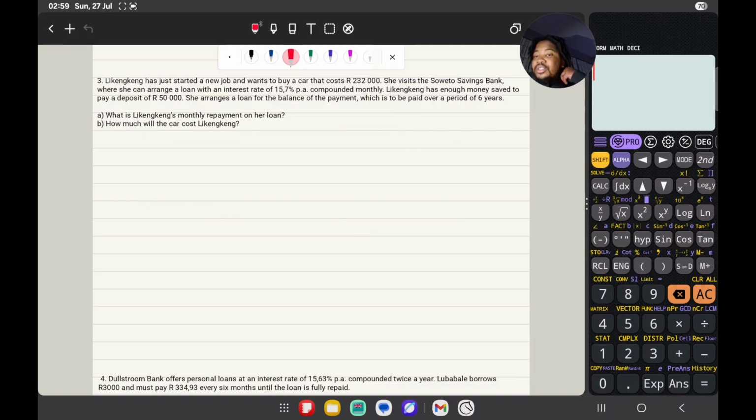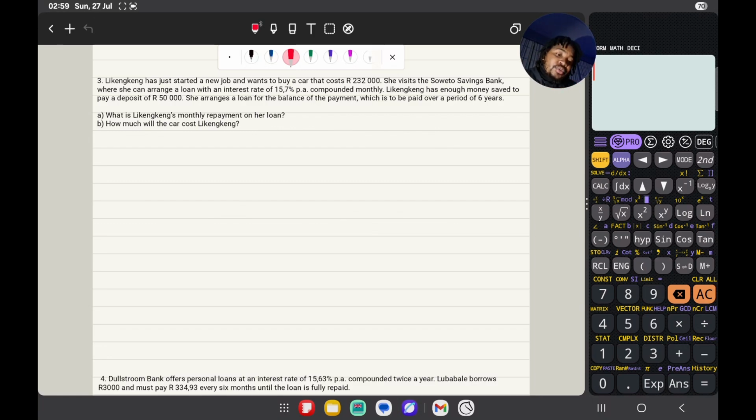And then when they ask you how much will the car cost, how much is it going to cost her now? So now remember, from question one, you have exactly how much money she will be paying per month. So you can take that money, multiply it by 12 to find out how much she's paying per year, and then multiply by 6 years to find out how much is paid over the 6 year period. And then you're going to add the deposit on top of that. Then you have the total amount of how much it cost her.